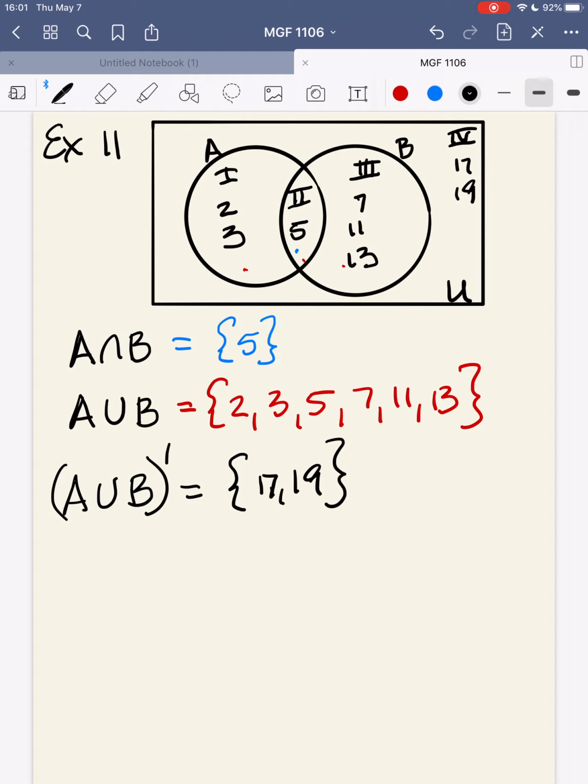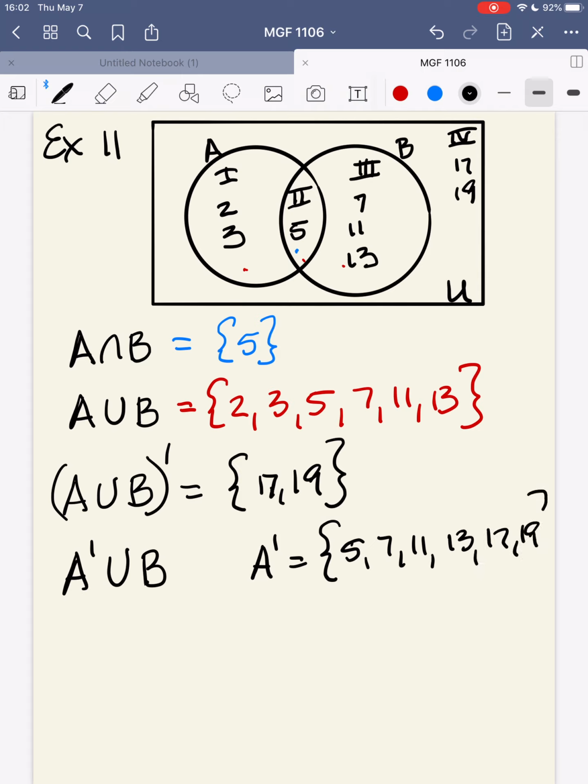The last one I'm going to do is A complement union B. Okay, so we're looking for the set of elements that are in A complement, but not in A, but in B or both. Okay, so A complement is anything that's not in A. So 5, 7, 11, 13, 17, and 19. Don't forget the two pieces out in the universe.